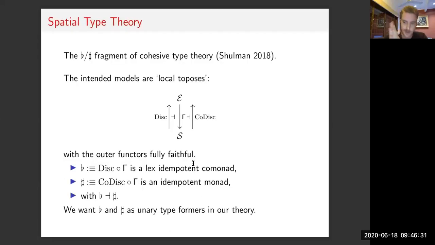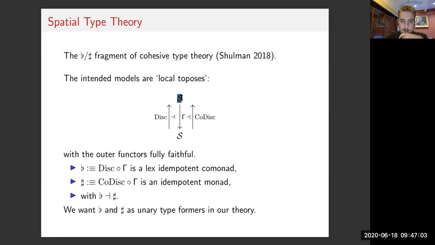Okay, so spatial type theory is a fragment of cohesive type theory, which is the type theory which Mike talks about in his paper. In cohesive type theory, there are three type formers and a bunch of axioms that you might impose. But spatial type theory is just the fragment which includes the flat and sharp type formers. And the intended models of this type theory are local toposes.